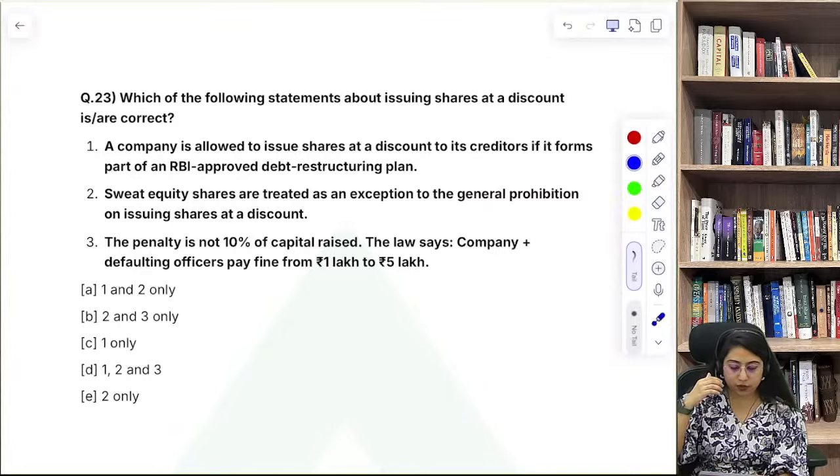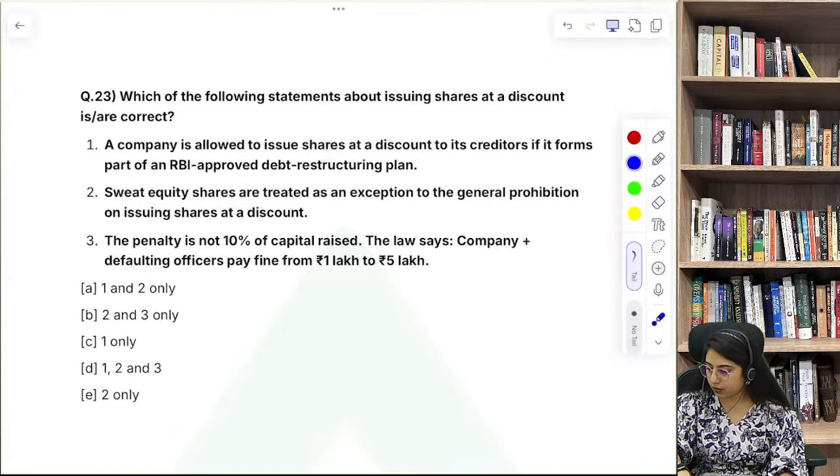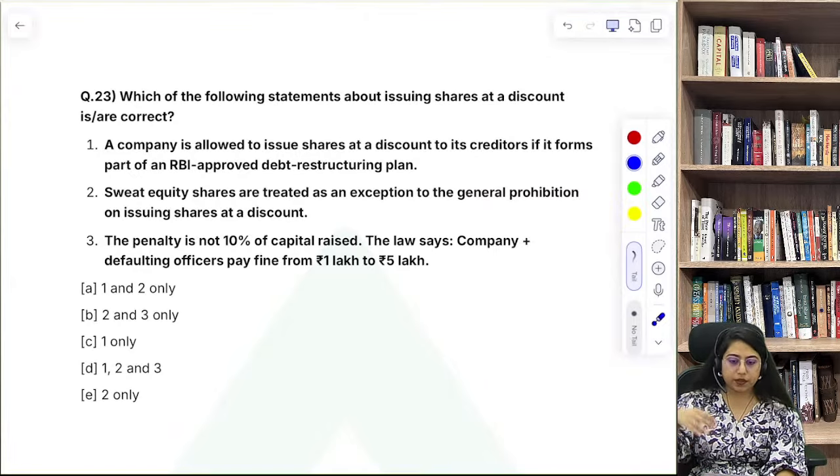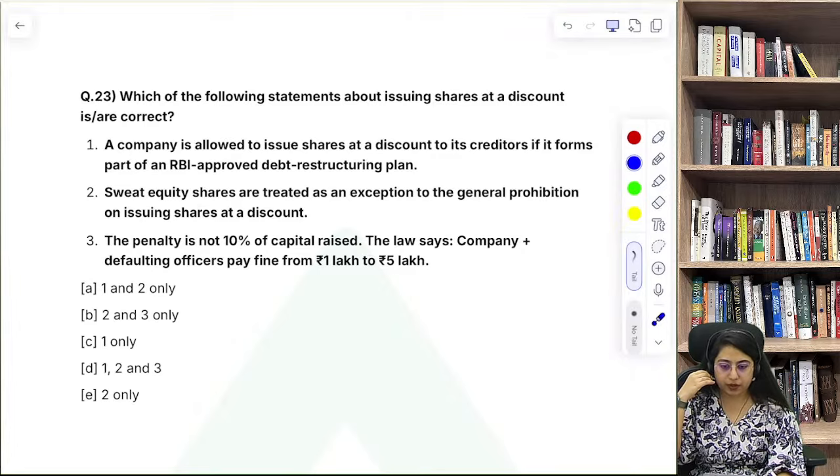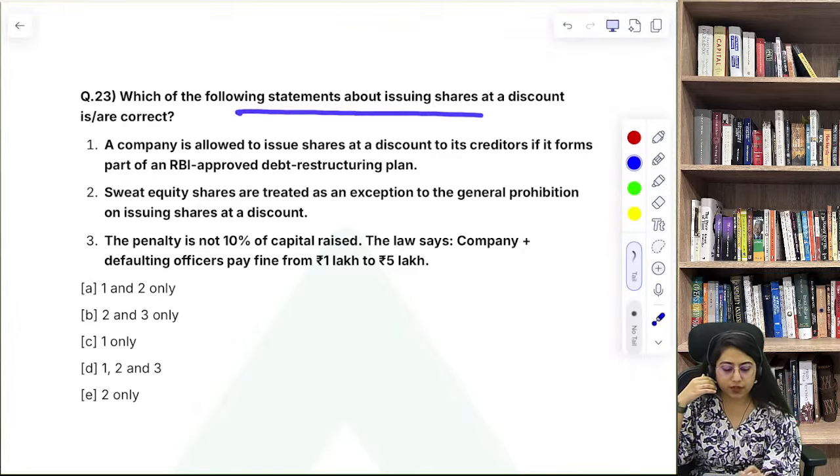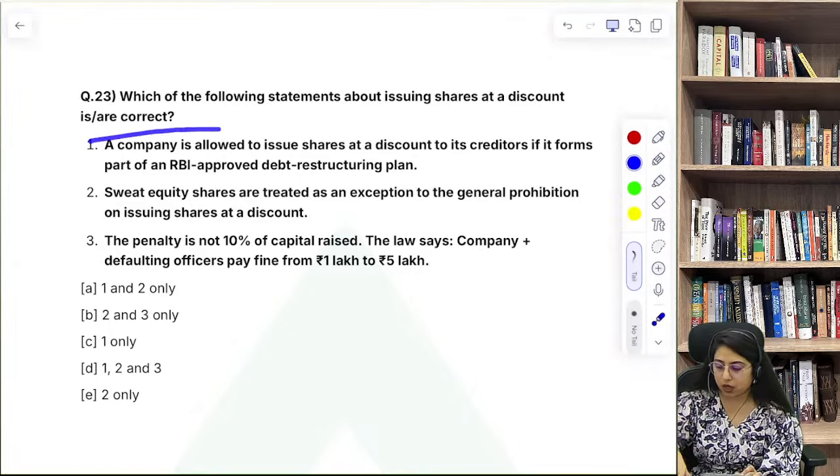Okay, thank you, Kajal, for confirming. I'm sorry for that trouble. Okay, so please confirm the answer for question number 23. Which of the following statements about issuing shares at a discount are correct?